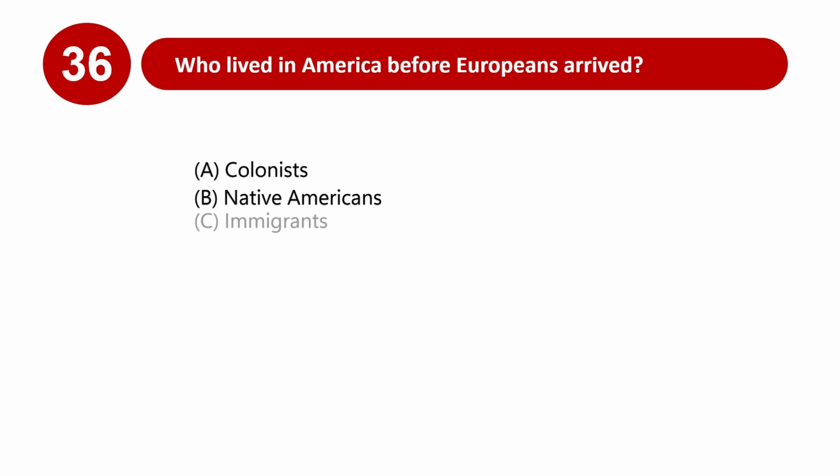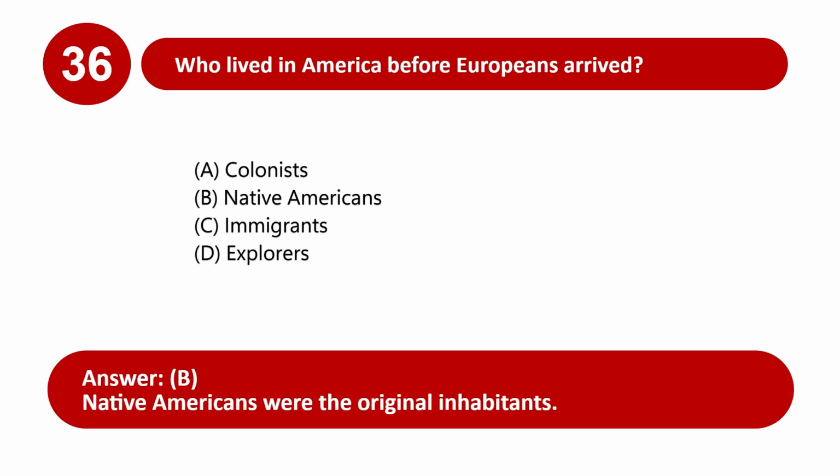Who lived in America before Europeans arrived? A. Colonists. B. Native Americans. C. Immigrants. D. Explorers. Answer B. Native Americans were the original inhabitants.